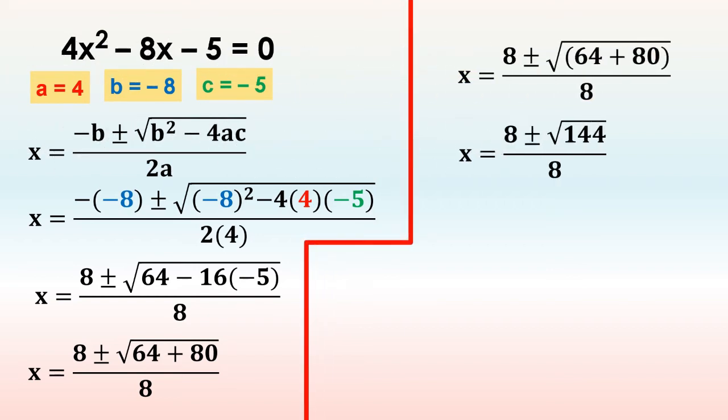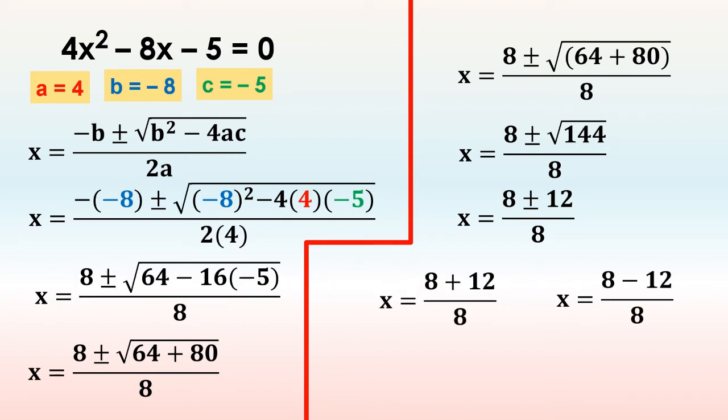So x is equal to 8 positive and negative the square root of 64 plus 80 all over 8 can be simplified as x is equal to 8 positive and negative the square root of the sum of 64 and 80, which is equal to 144, and the denominator is equal to 8. Now x is equal to 8 positive and negative 12 all over 8.